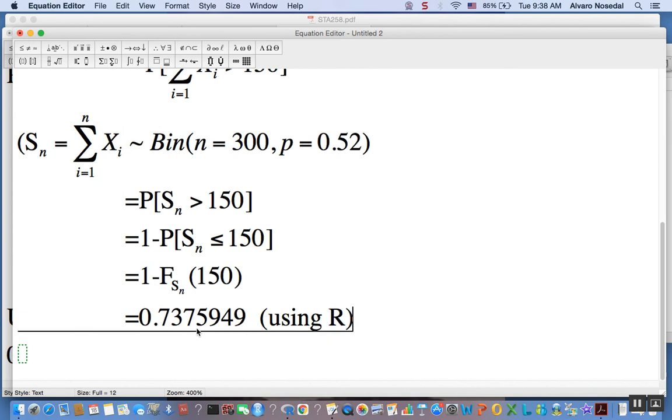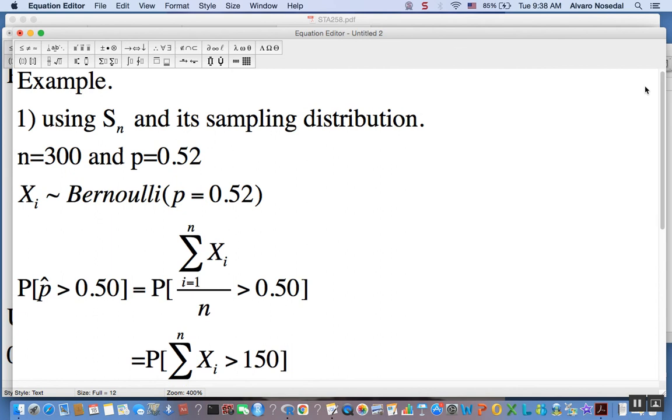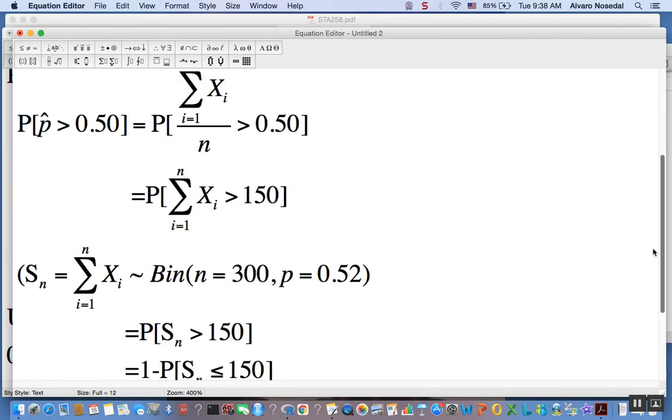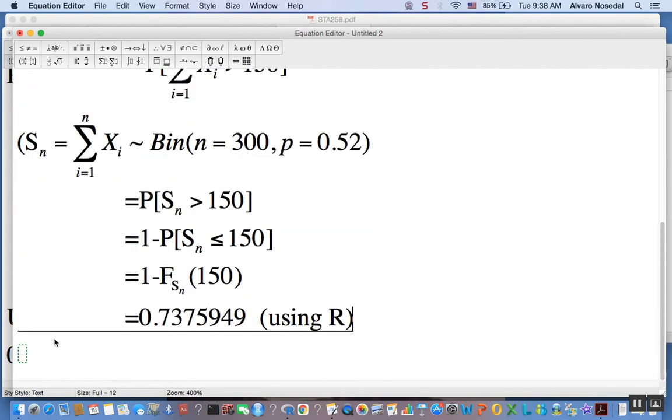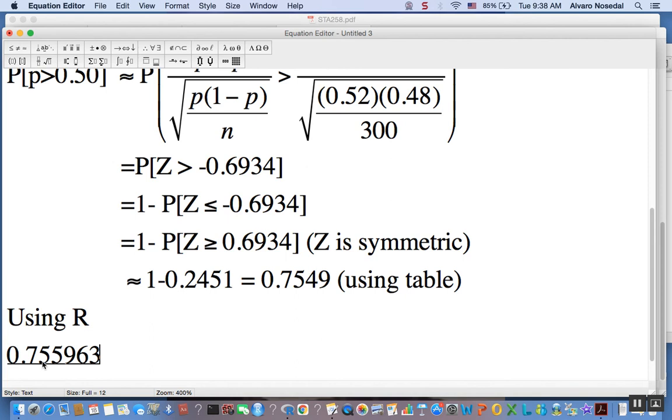So it was 73.75% using the probability distribution of Sn, and the probability distribution of Sn is exact. There is no approximation. We showed that the probability distribution of Sn is exactly binomial, right? So 73 point something %. And here, using p hat and that normal approximation, we are off by about 2%, and we have a really decent sample size, 300.